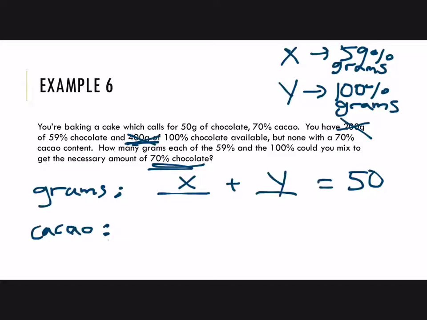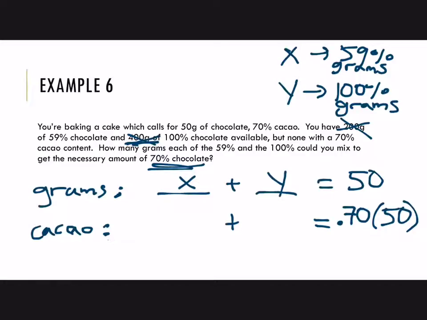So for the second equation, I'm going to work with percentages here. And to get the right cacao content, I'm adding up the cacao from the chocolate that I have. And I want to make sure that I end up with 70% chocolate. Okay, well, 70% of what? Well, it's going to be 50 grams altogether. So here we've got percentages, so I'm taking 70% of the 50 grams, and that's going to give me the cacao content for that total amount.